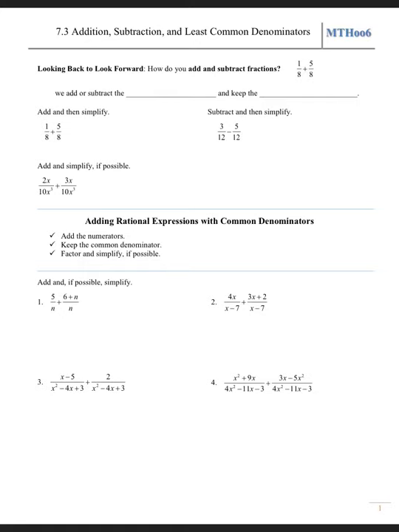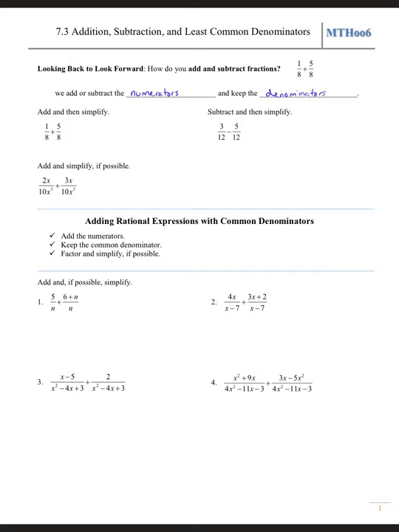Hello there. In 7.3, we were talking about addition and subtraction, and we're also going to talk about least common denominators. But first, looking back to look forward, how do you add and subtract fractions? Right, we add or subtract the numerators, and we keep the denominators.